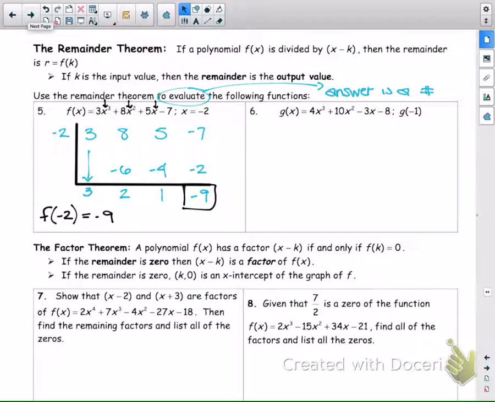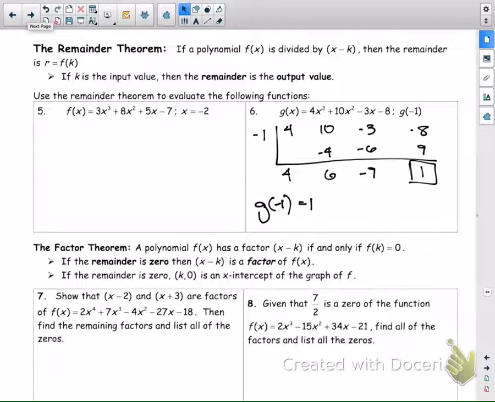Okay? On 6, what number are they asking us to plug in? -1. So take a minute on your paper, work that one out. Check your answer against mine. We should have gotten an answer of 1 back out from the remainder. So your answer is actually that 1 right there. Any problems with that?